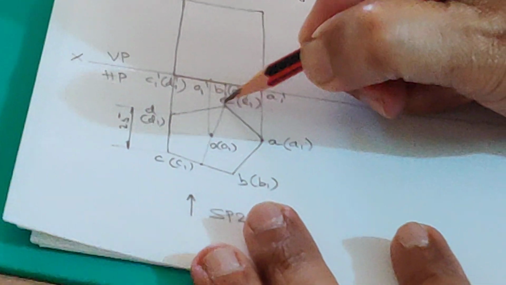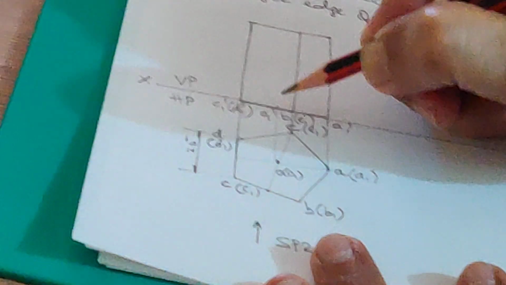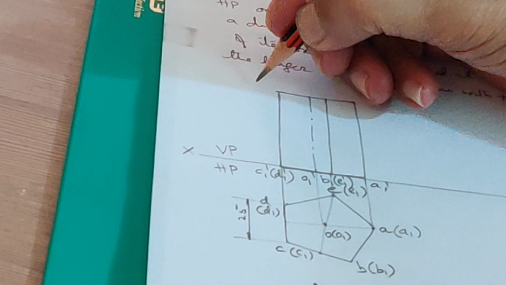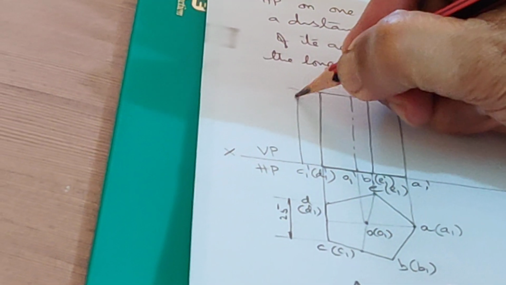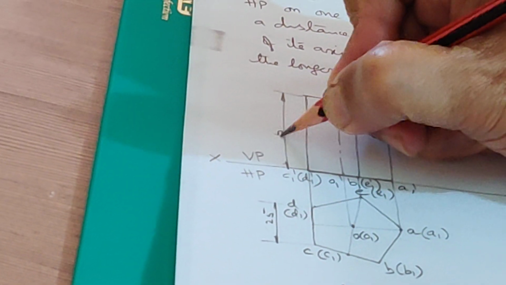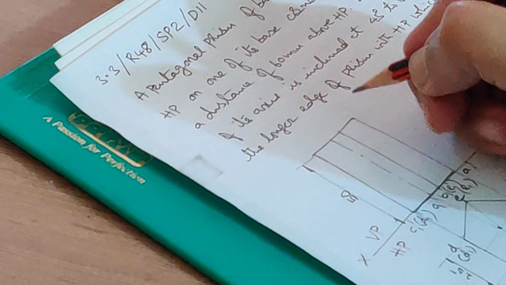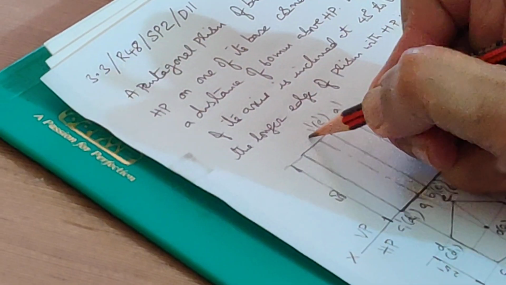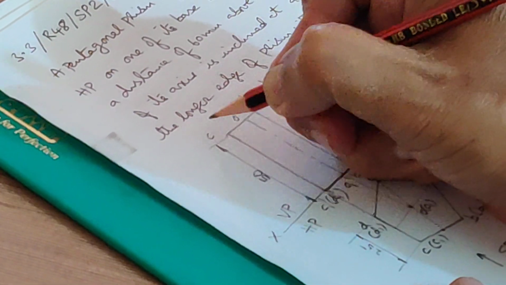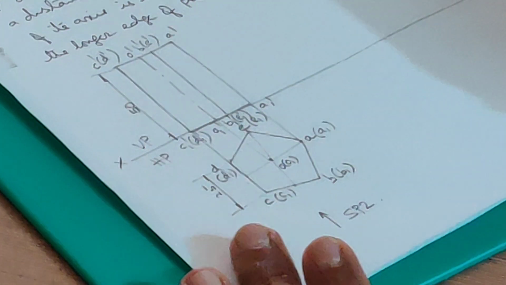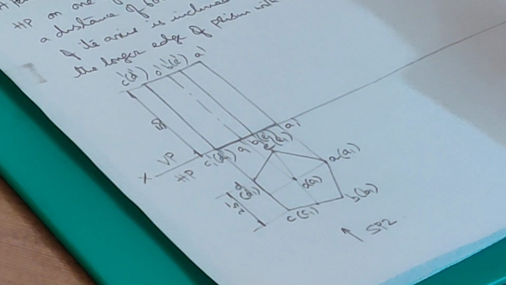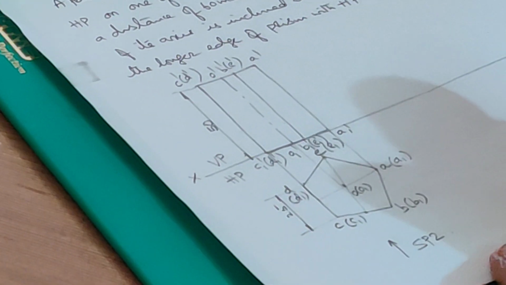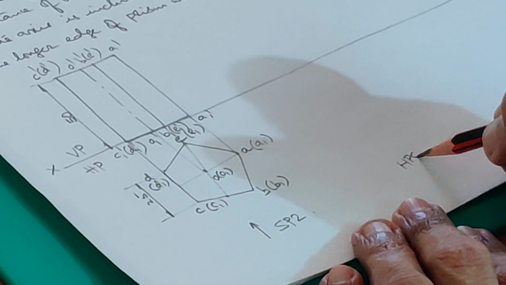Now I will draw these faces. This will be axis, which is a chain line. This dimension is 50. Let me name the corners. This is A dash, B dash, E dash, O dash, C dash, D dash. So this is the front view of the pentagon. Done. Now we have to satisfy the HP condition.